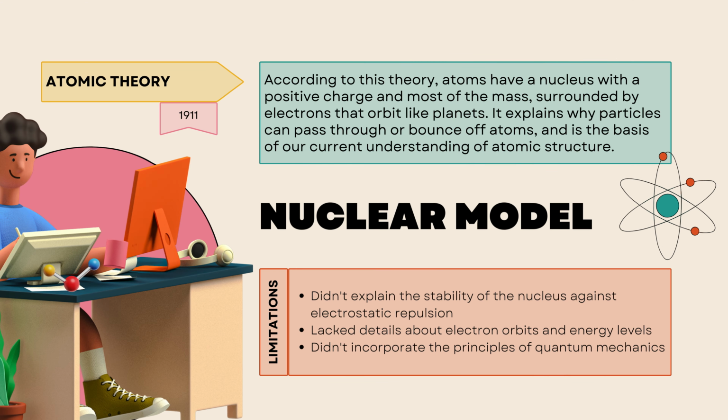Atomic theory, 1911. According to this theory, atoms have a nucleus with a positive charge and most of the mass, surrounded by electrons that orbit like planets. It explains why particles can pass through or bounce off atoms, and is the basis of our current understanding of atomic structure.